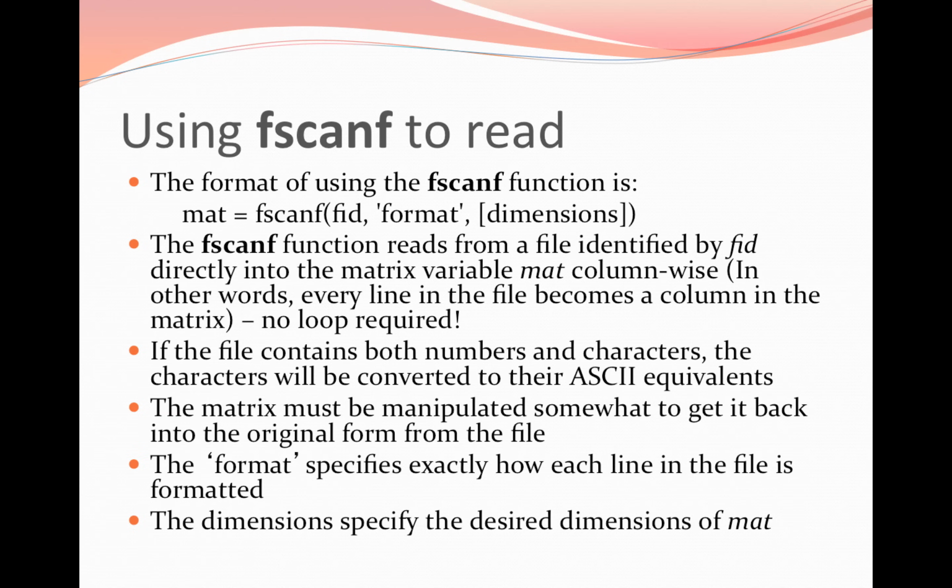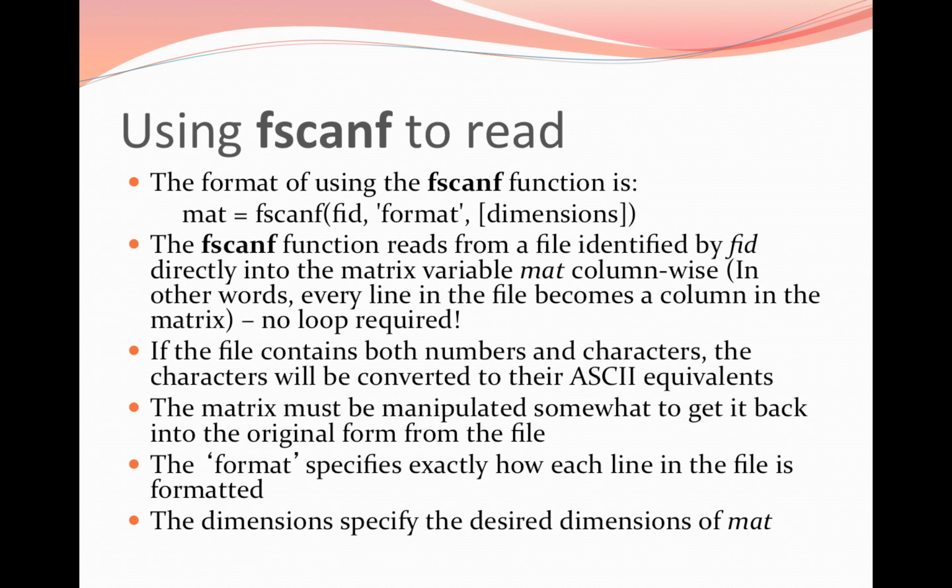If the file contains both numbers and characters, what happens is that the characters are converted to their ASCII equivalents. Since a matrix always stores values of the same type in every element, all of the characters are converted to numbers, so the elements in the matrix are all numbers. Then, since every line from the file becomes a column in the matrix, that means that the matrix has to be manipulated if you want to get it back in the original form from the file.